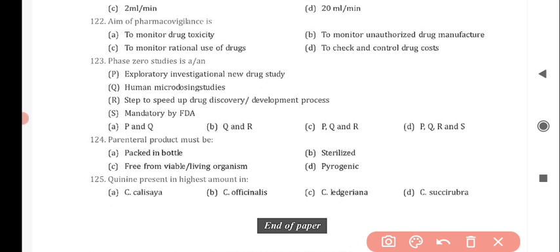Next question is phase 0 studies is, P is exploratory investigational new drug study, Q is human microdosing studies, R is step to speed up drug development process, and S is mandatory by FDA. So the correct answer is option C, that is P, Q and R. Next question is parenteral product must be, and the correct answer is option B, they must be sterilized. Next question is quinine present in highest amount in, and the correct answer is option C, Cinchona ledgeriana.